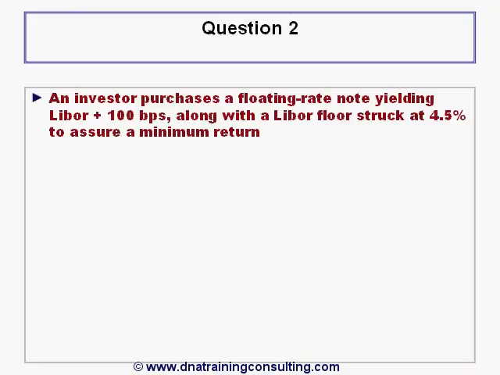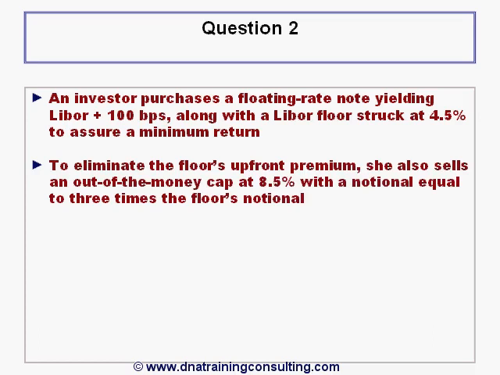Question 2. An investor purchases a floating rate note yielding LIBOR plus 100 basis points, along with a LIBOR floor struck at 4.5% to assure a minimum return. To eliminate the floor's upfront premium, she also sells an out-of-the-money cap at 8.5% with a notional equal to 3 times the floor's notional.